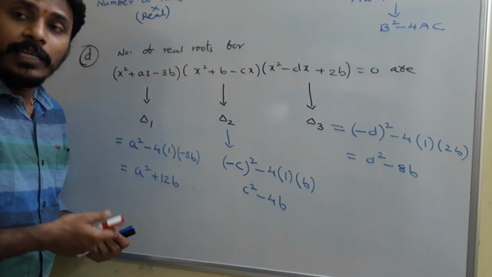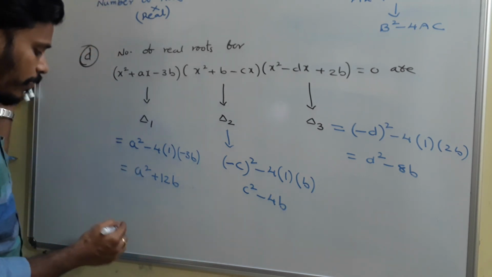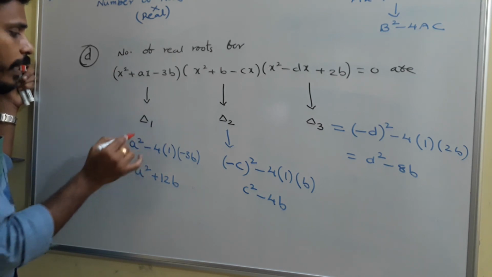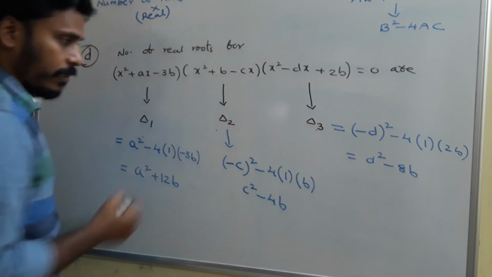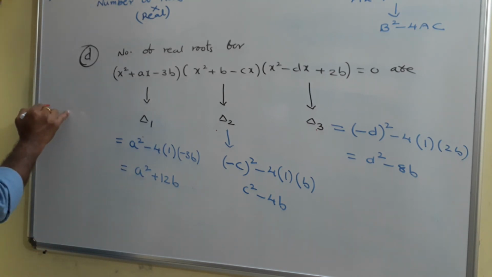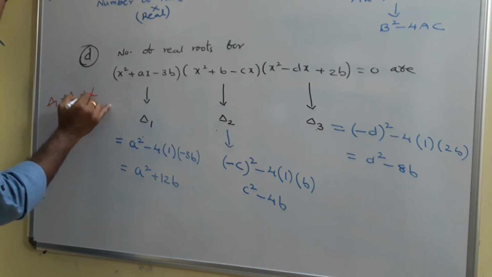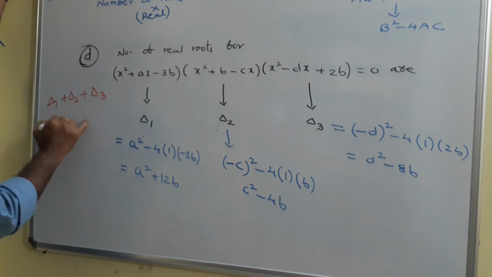Now we need to find out the number of real roots, or you need to say at least the number of real roots or at most the number of real roots. In those ways you need to say it. Now you just find delta 1 plus delta 2 plus delta 3. If you add these three, what will happen? That's our first idea. Here I am doing delta 1 plus delta 2 plus delta 3.